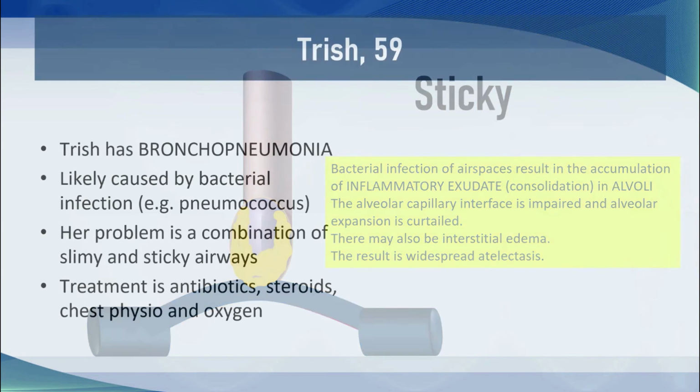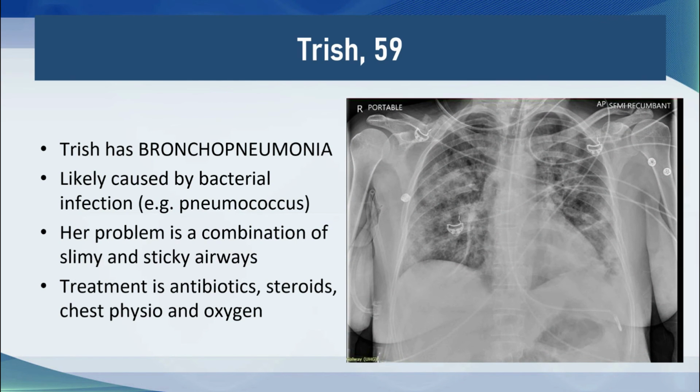Now, if we go back and visit Trish, remember Trish, the patient at the beginning of this tutorial? Well, Trish has bronchopneumonia, and this is likely caused by bacterial infection caused by Haemophilus or pneumococcus or various other bacteria. Her problem is a combination of slimy and sticky airways, and the treatment for this is antibiotics. There's also an argument, for example, for using steroids. She needs lots of physical therapy of her chest. She needs to move those secretions out, and if necessary, she'll need oxygen.